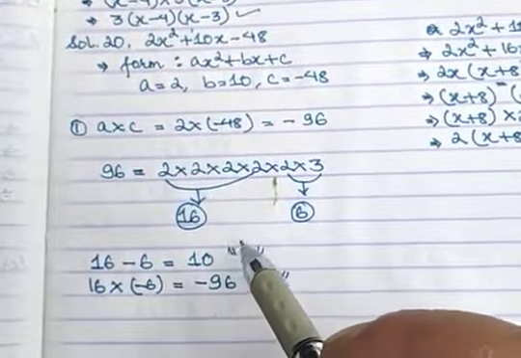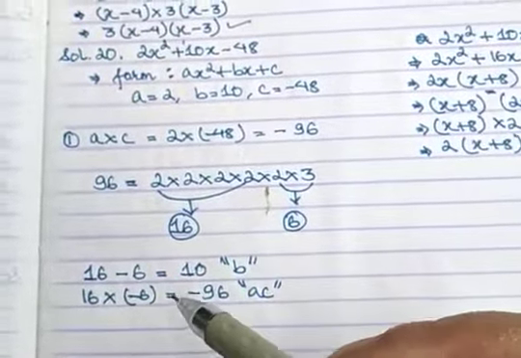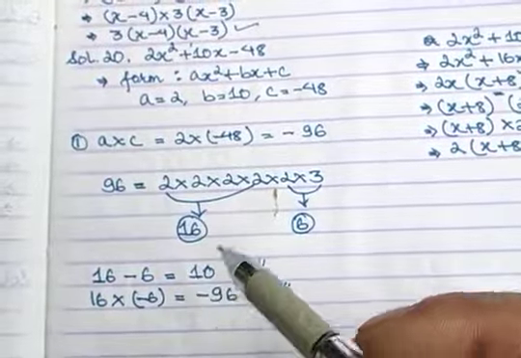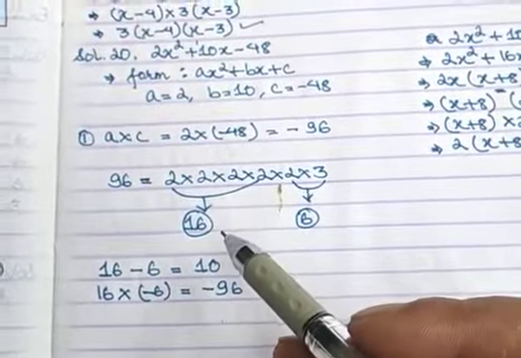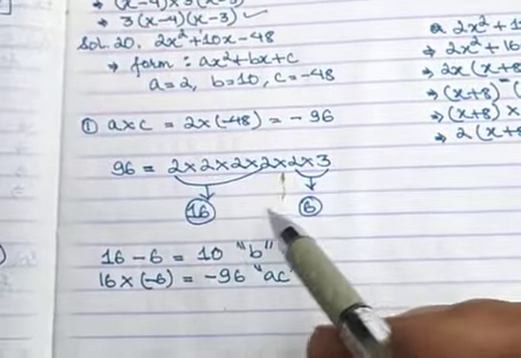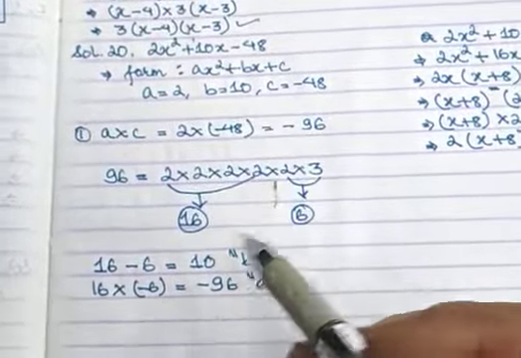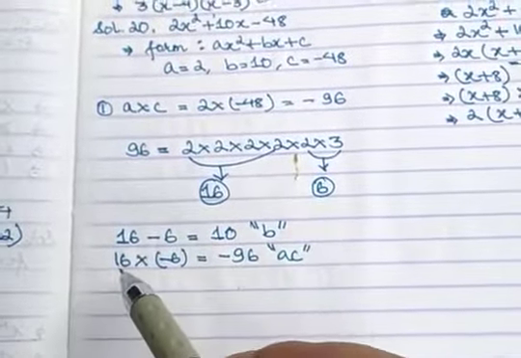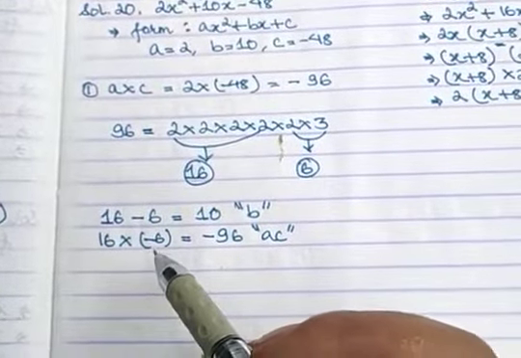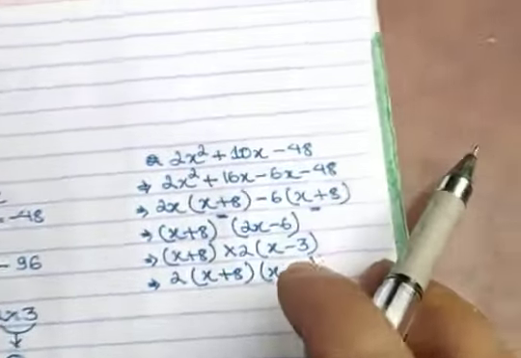Now I have already said, if you go on practicing, it will be easier for you to guess the factors as well. As you see, I have taken 16 and 6 as factors. If I subtract 16 and 6, I will get 10. Simple, 16 minus 6 is 10. And when you multiply them, 16 into minus 6, I will get minus 96. That is our AC. So that is what I have done here.